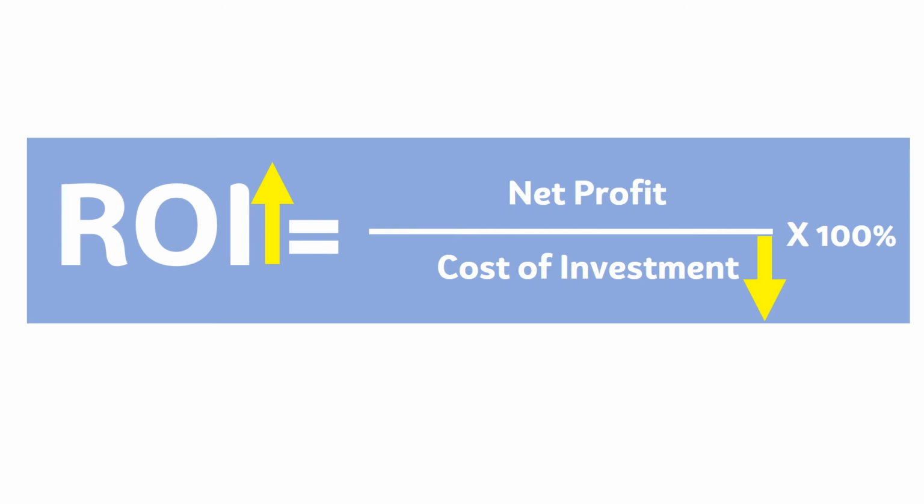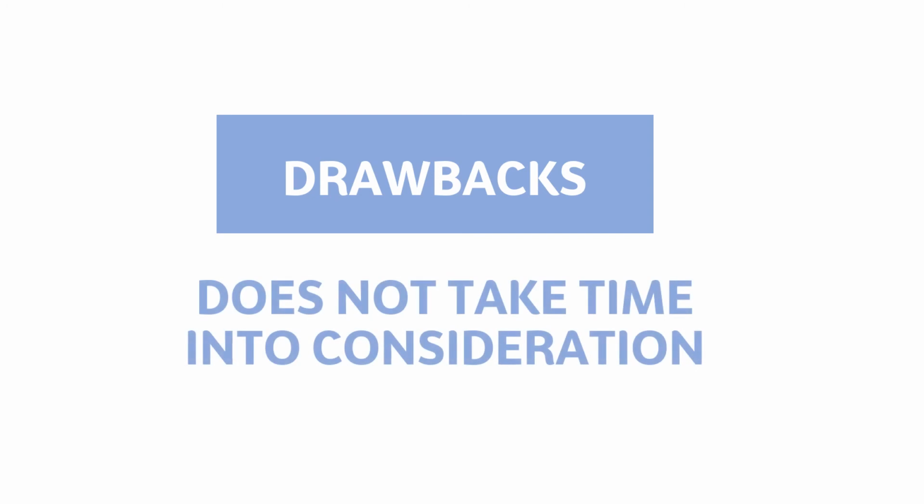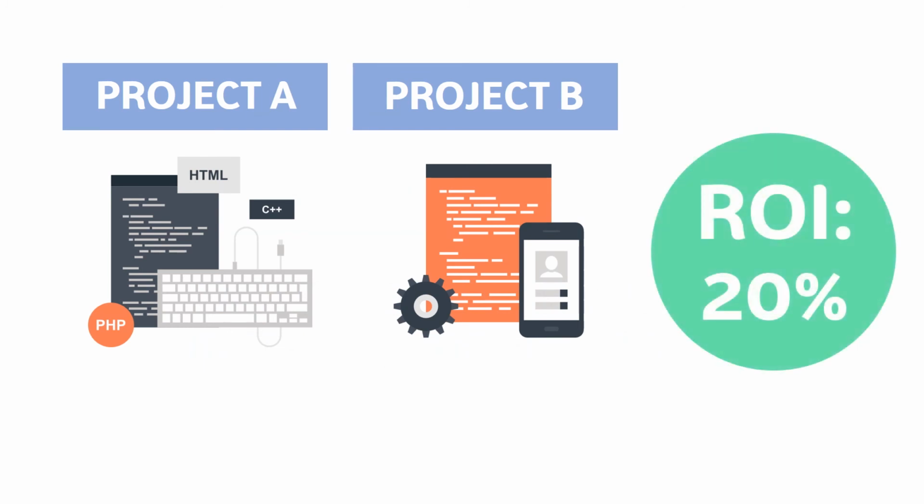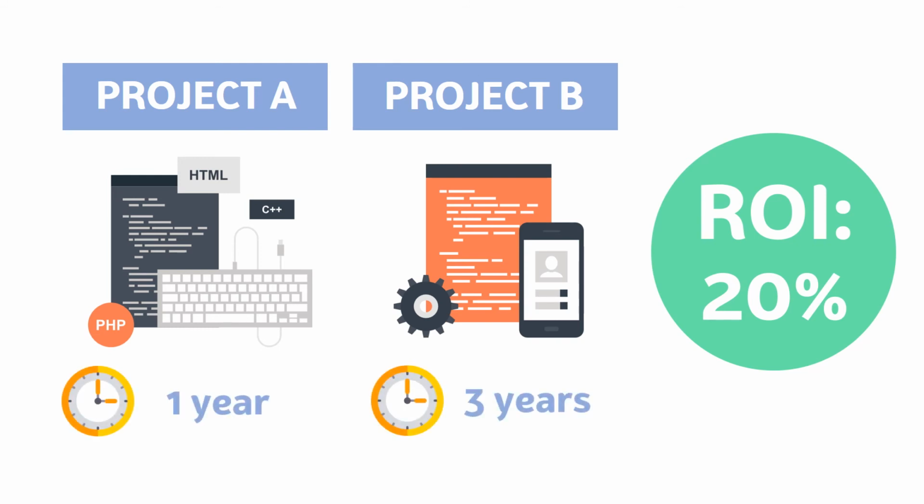Also, ROI does not take important factors like time into consideration. Let's assume we have two projects with the same ROI of 20%, but we only have enough resources to complete one project. Project A takes 1 year to complete, and Project B takes 3 years to complete. In this scenario, if we use ROI as the only metric, both projects would be equally desirable.